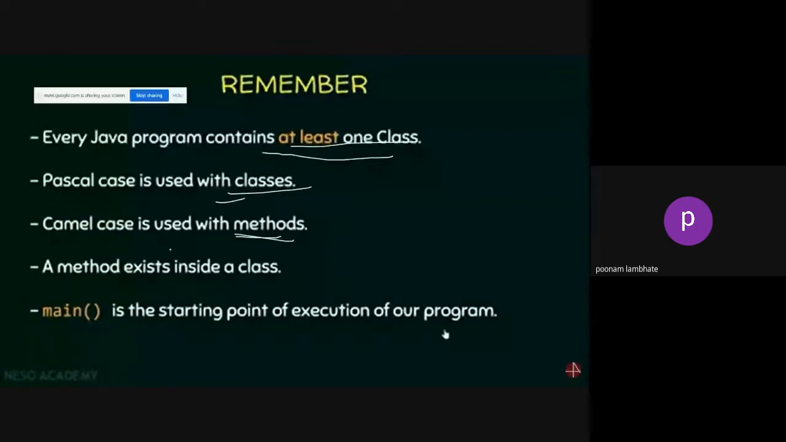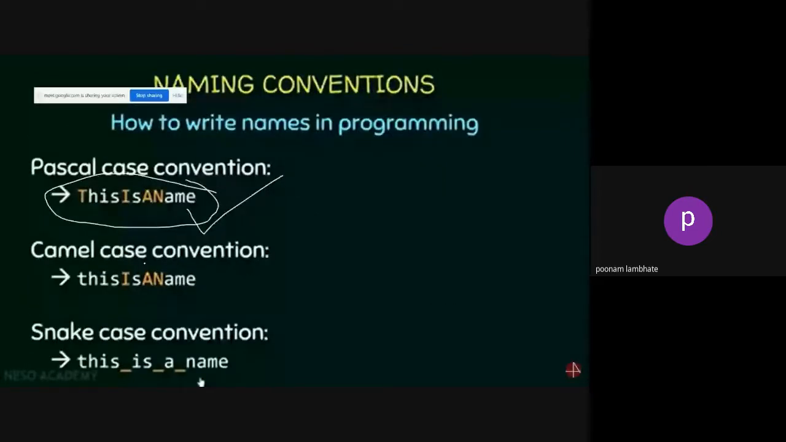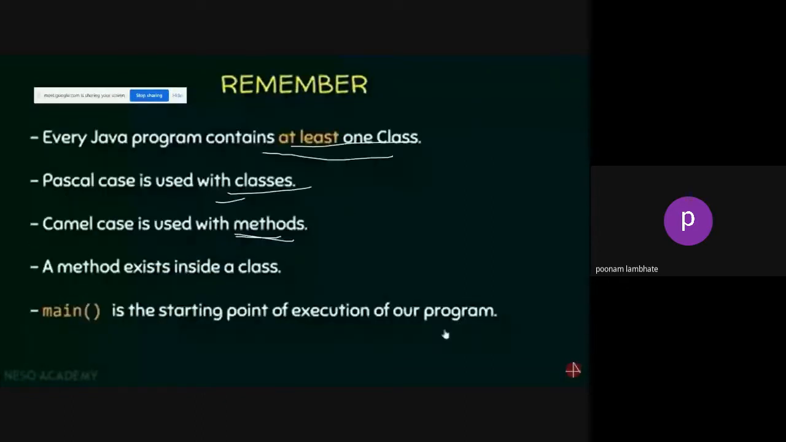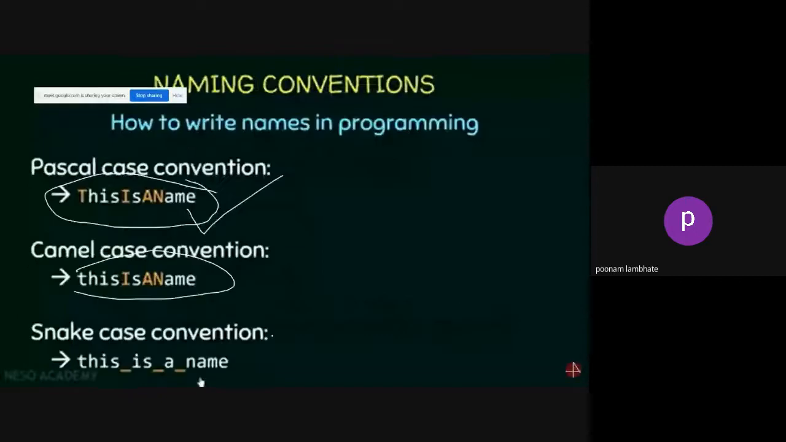Camel case is used for the name of the function. Camel case means this one. And then you can have snake case for any variable name. Suppose you have a class, the name of the class is person1. So I'll use camel case. This is an example of camel case.